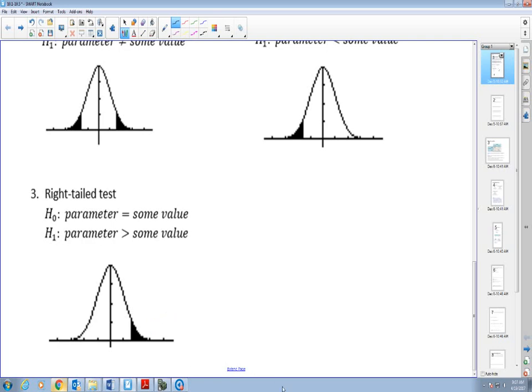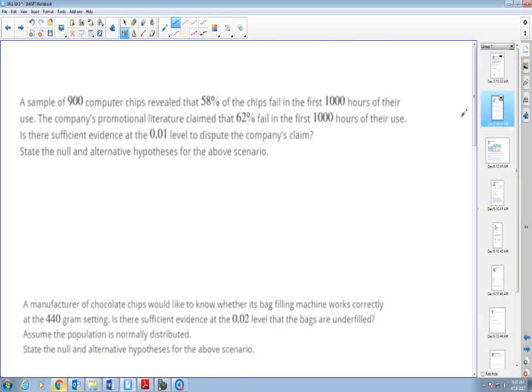Let's play on words a little bit. I want to show you how to write out these hypotheses by reading some examples. For example, a sample of 900 computer chips revealed that 58% of the chips fail in the first 1,000 hours after their use. The company's promotional literature claims that 62% fail in the first 1,000 hours. So this is them.